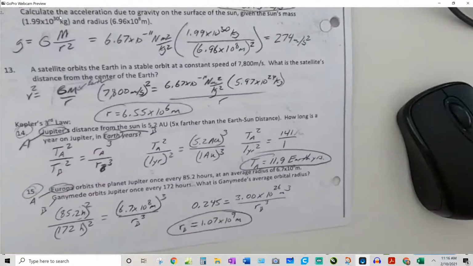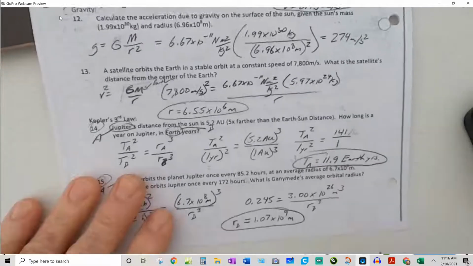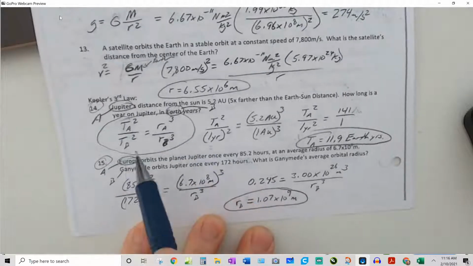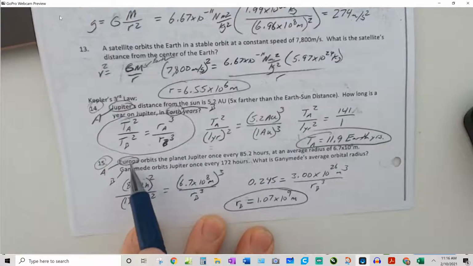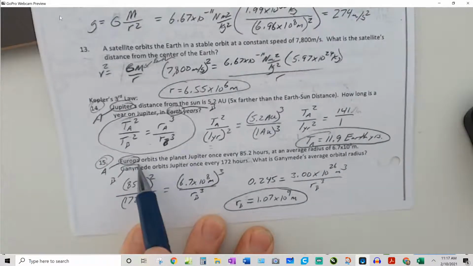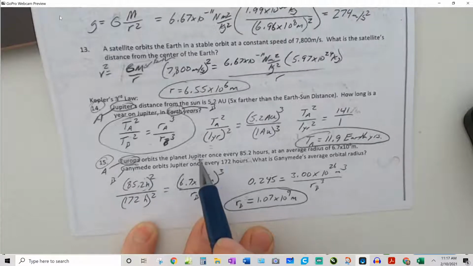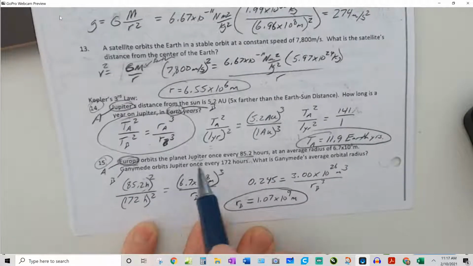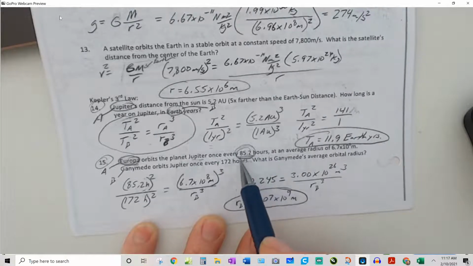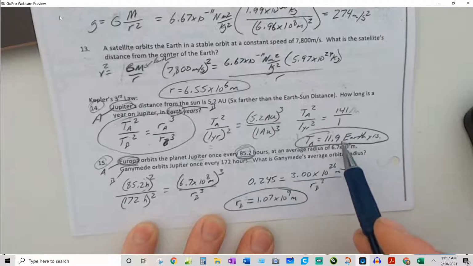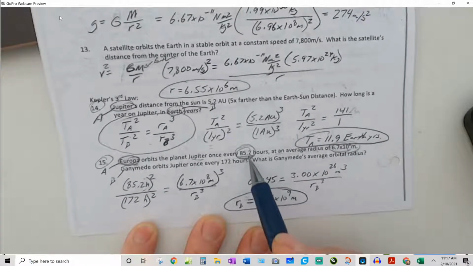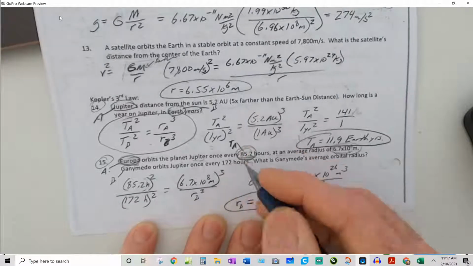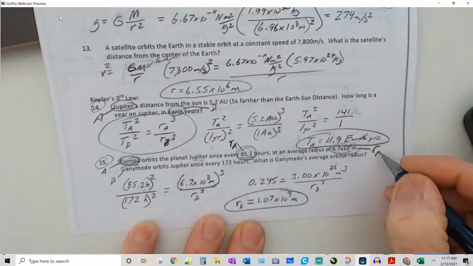Let me move my camera a little bit closer. So both of these are applications of Kepler's third law, which is this. And in number 15, we've got Europa, which is a satellite of Jupiter. It's one of the moons of Jupiter, and it orbits every 85.2 hours. So that's an orbiting body, and this is the period of its orbit, and at an average radius of that. So we're given the orbital radius, and so this would be the period. I've called Europa letter A, so this is the period of Europa, and this would be the orbital radius of Europa.